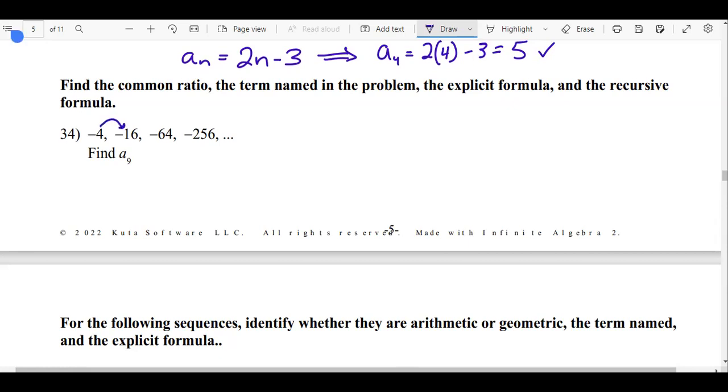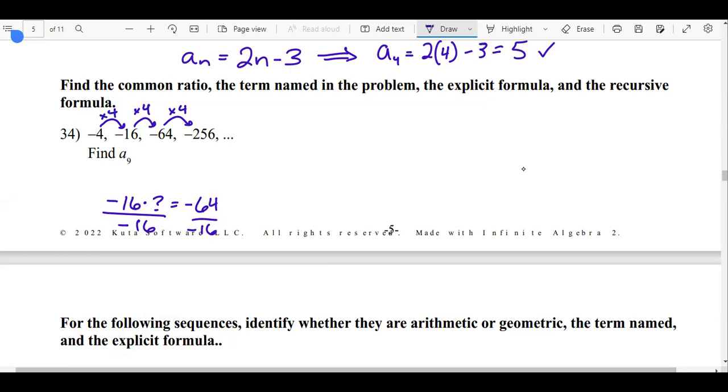So how are we getting from term to term? Let's say that you didn't know. We're assuming that we're taking -16 and multiplying it by something and we get -64. How do we solve for that question mark? Just take -64 and divide it by -16. When you do that, you'll see that 4 is that common ratio. Just keep multiplying by it over and over again.